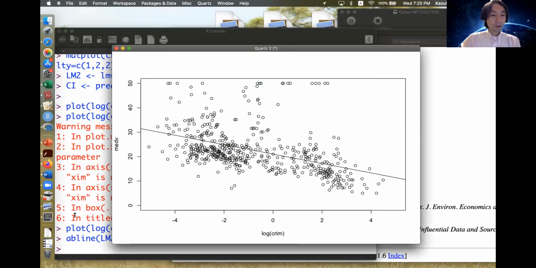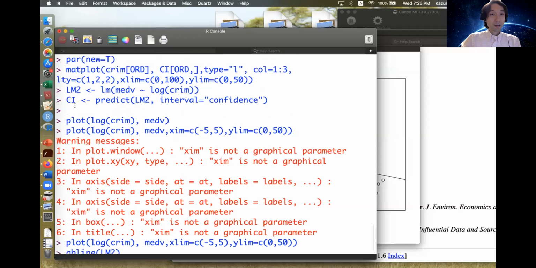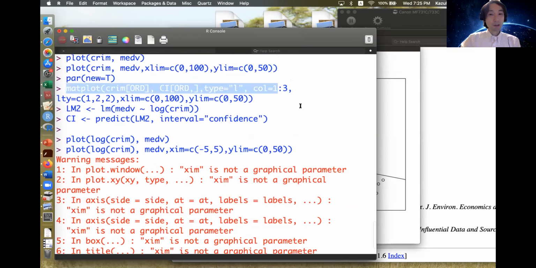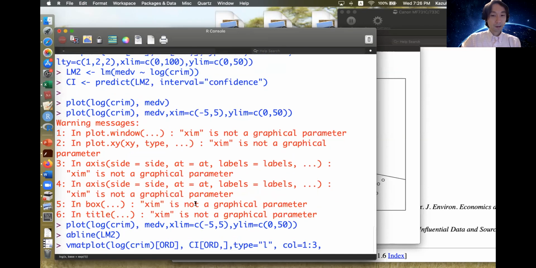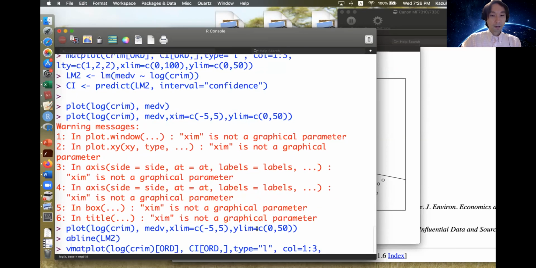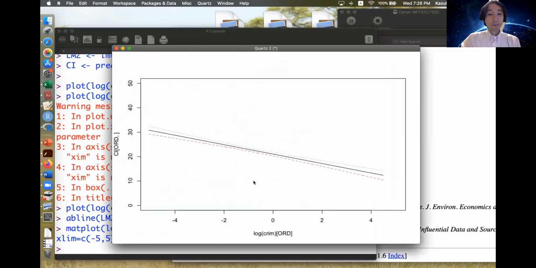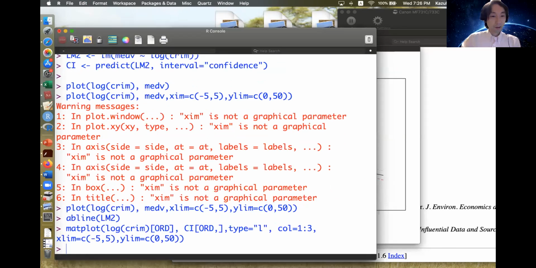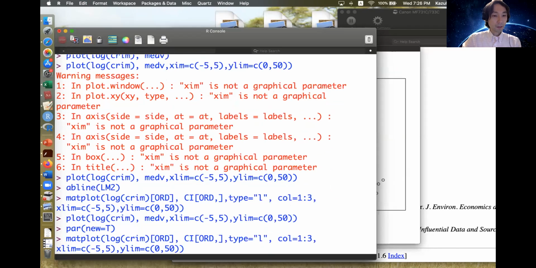Okay. So then okay. So the confidence interval. So we put this one. Maybe the log of this and, okay, so then X limit, the -5 to 5 and Y limit 0 to 50. Okay, so I have to overlay it. So parameter new is equal to true and matrix plot here.